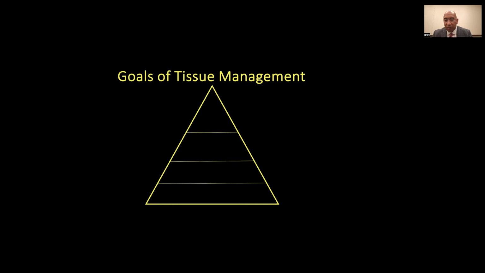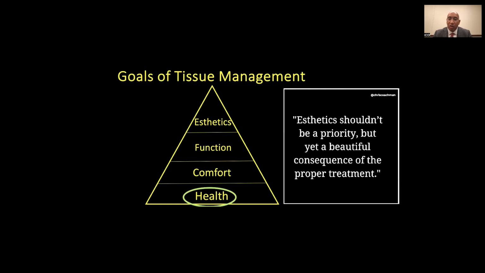When I'm preaching goals and expectations to my patient, my first goal is I want to get them healthy. So if there's gingivitis around the implant or active bone loss or something, I want to make sure that they get healthy first. And then I want to make sure that we get them comfortable and functional. If we pay attention to getting them healthy, comfortable and functional, usually I have discovered that the aesthetics is a natural result of that. And this is also said very well by my good friend, Christian Coachman, who says, aesthetics shouldn't be a priority, but yet a beautiful consequence of the proper treatment.